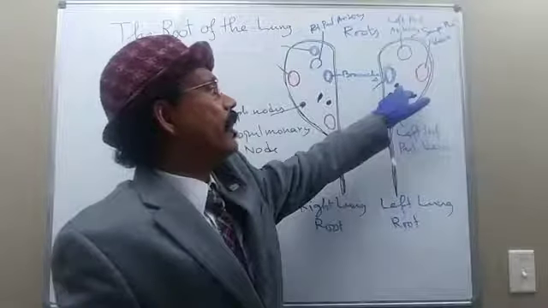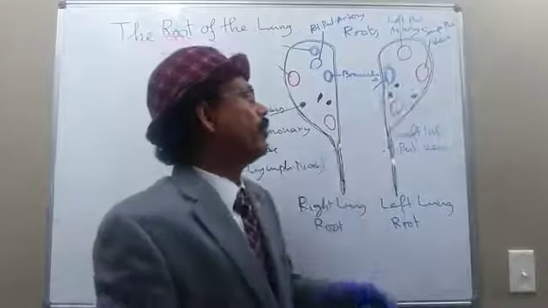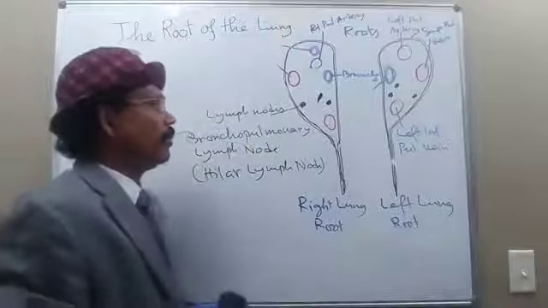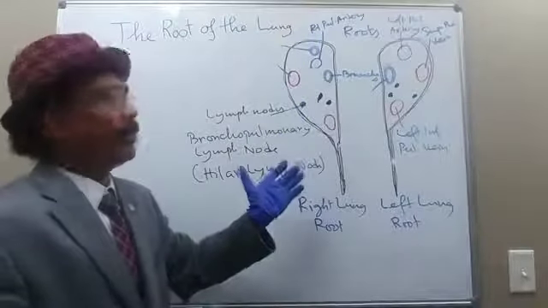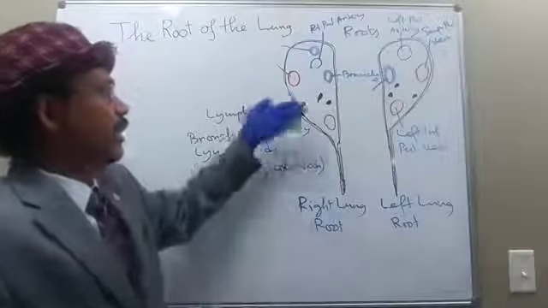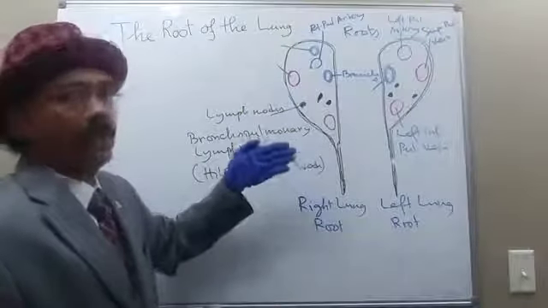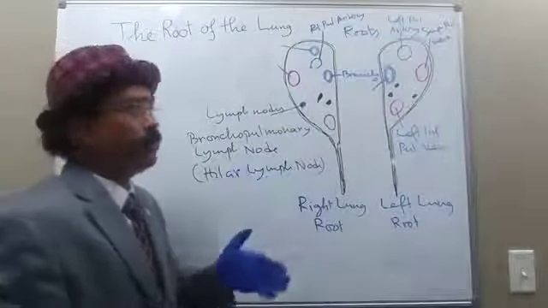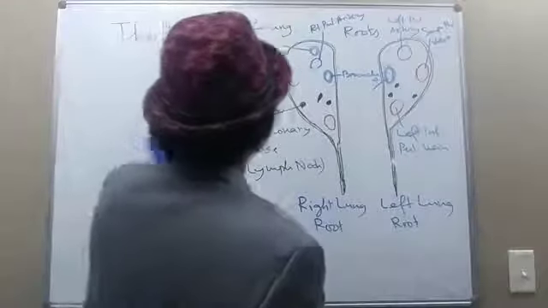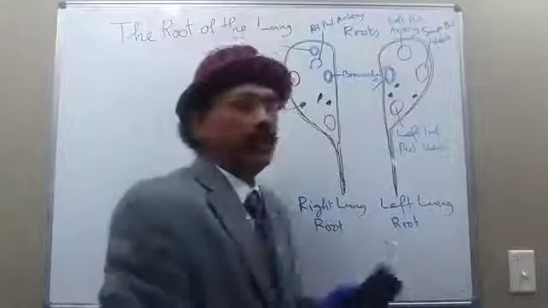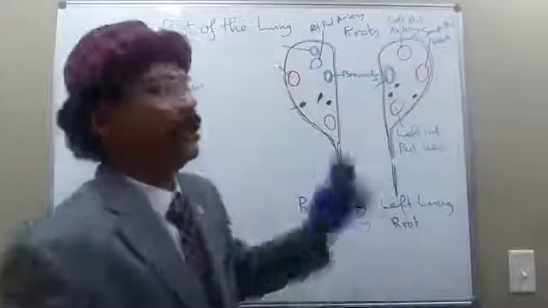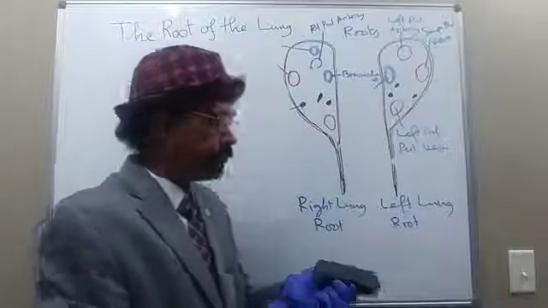In a smoker, it is dark color. In the dissection hall, you'll find out that. And also in case of lung cancer, it may be large. In case of tuberculosis, it will be large. If you take a plain X-ray chest, you'll get enlarged hilar lymph shadow. Okay. We got that. So its arrangement is not orderly. It may be haphazardly arranged, the lymph nodes.